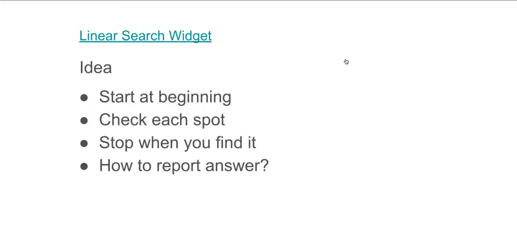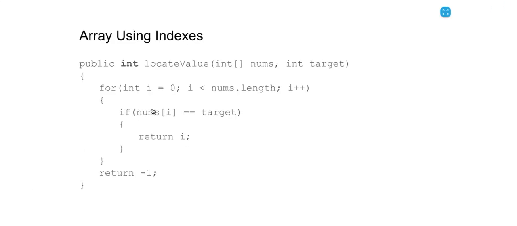Alright, so with that in mind, let's look at the code for this idea of linear search, or sequential search, and what that would look like. This shows you a method called locateValue, and it has a parameter, which is an array of numbers, and something that we're looking for. We've got a loop that's going through every position in this array one at a time. If at position i in the array we find the target value, we're going to report that position as our location.